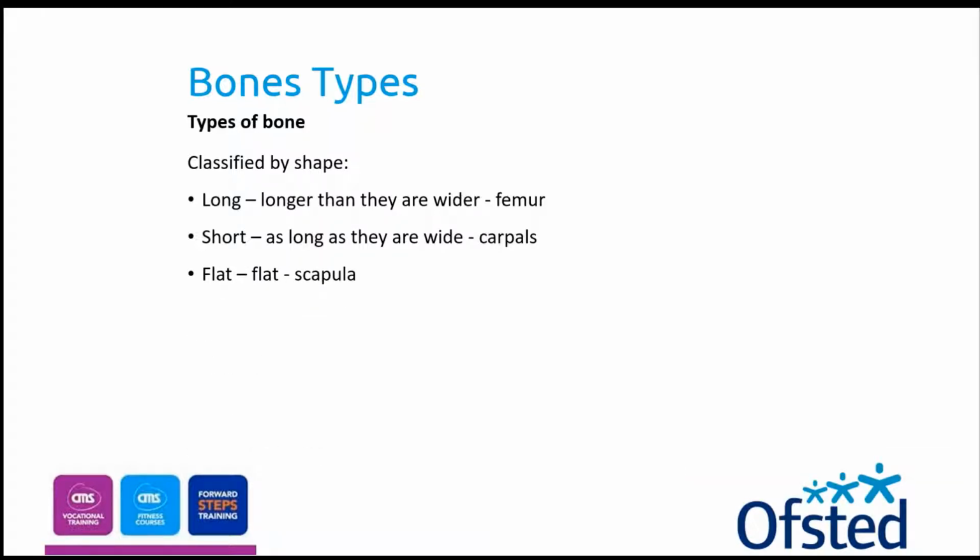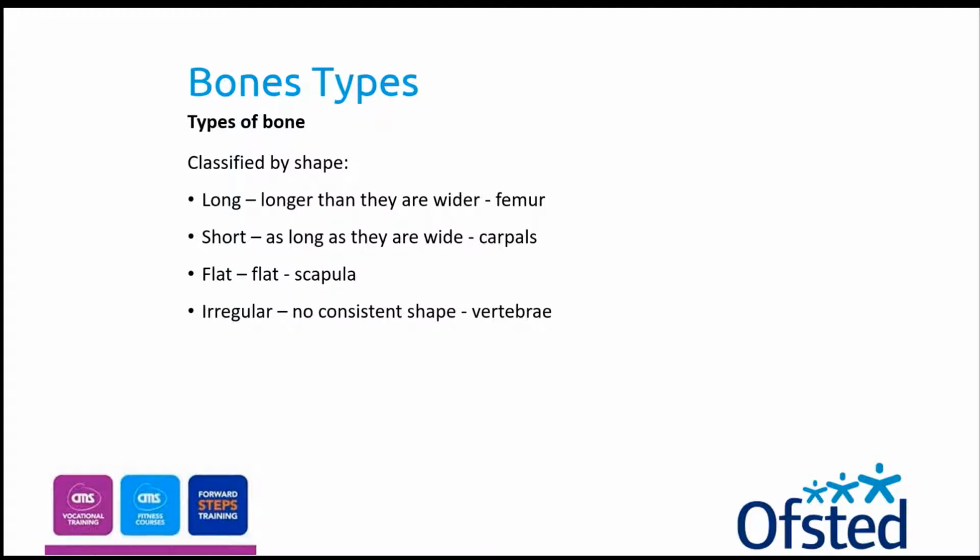A flat bone is exactly what it says on the tin. It's flat, and they're generally designed for protection. So think of your cranium or your skull, that's a flat bone there to protect your brain. Your sternum at the front of your chest, and your scapula at the back, your shoulder blades, are there to protect your vital organs, and your pelvis, again, is there to protect your reproductive organs. They are also very good bones for muscles to attach to.